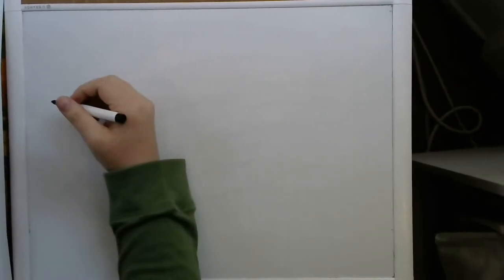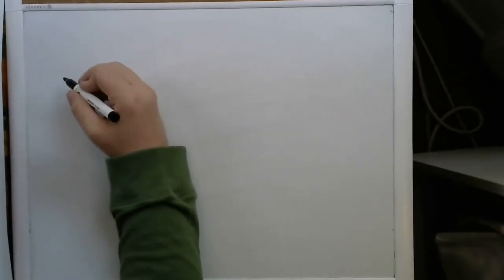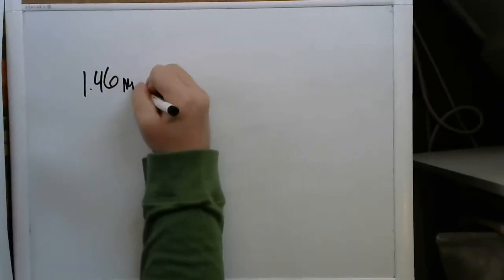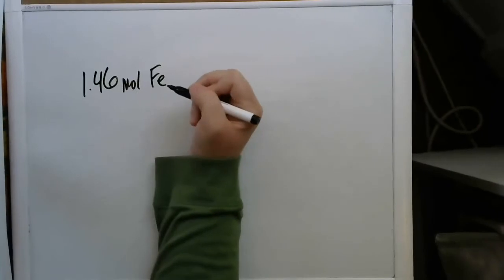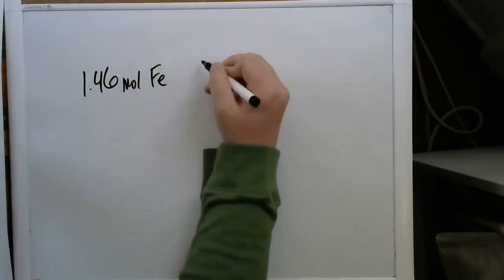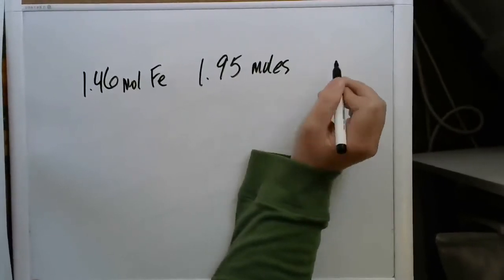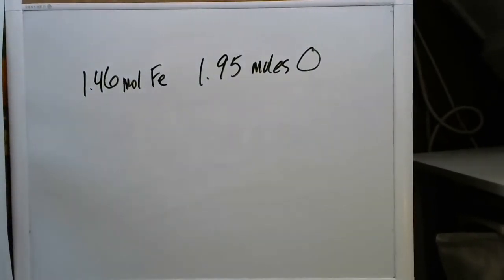Okay, so we have 1.46 moles of Fe, and we have 1.95 moles of oxygen. Now, right away when I look at this, my gut reaction is, how about I start by just following my empirical formula rules?